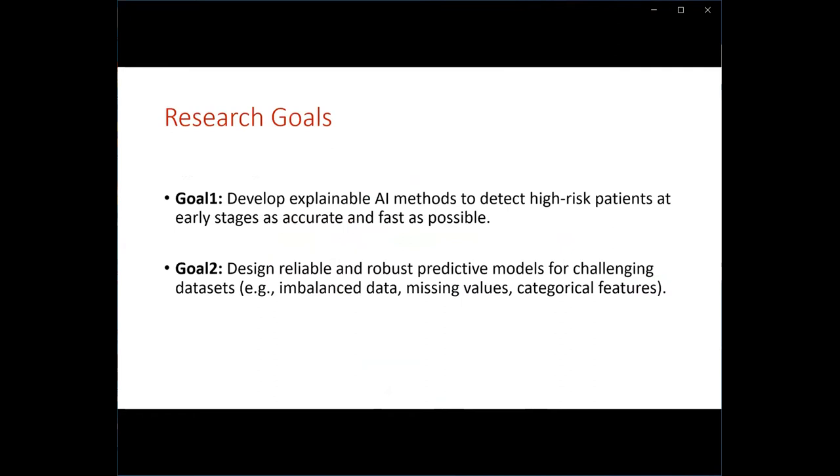So here are the research goals that we have targeted in this research. As the first goal, we would like to develop an explainable AI model that can detect high-risk patients at earlier stages. What do I mean by explainable? It means we want to be able to interpret the results of the model. As the second goal, we want to design this model in such a way that it is robust to common challenges such as imbalanced data, missing values, and categorical features.